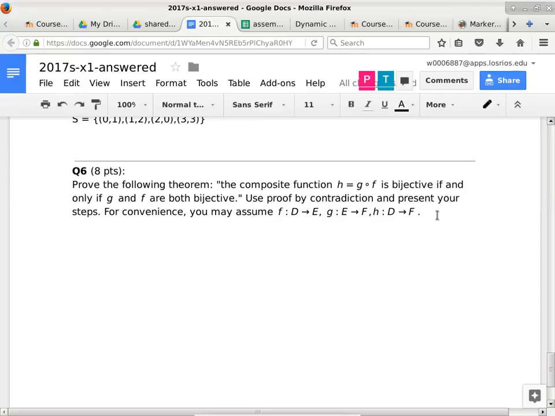So let's just use A to mean the composite function is bijective. I'm just using a symbol here so that I don't have to repeat long statements like that. And then B is the second part: G and F are both bijective. So we copy and paste it here. So the question is really saying the theorem is A if and only if B. Is that okay?